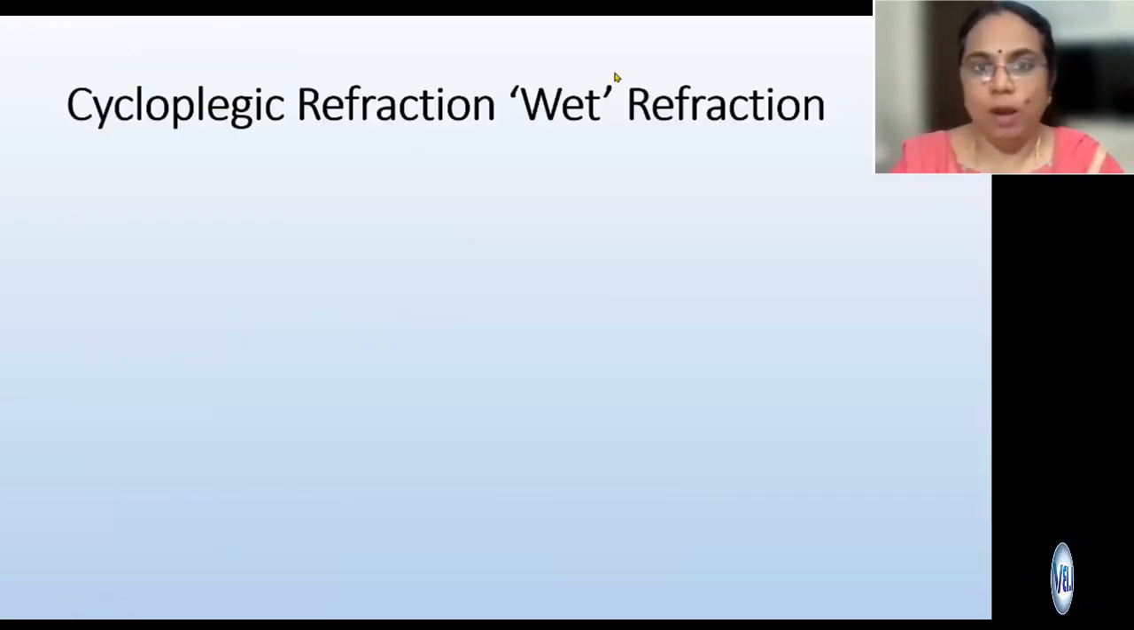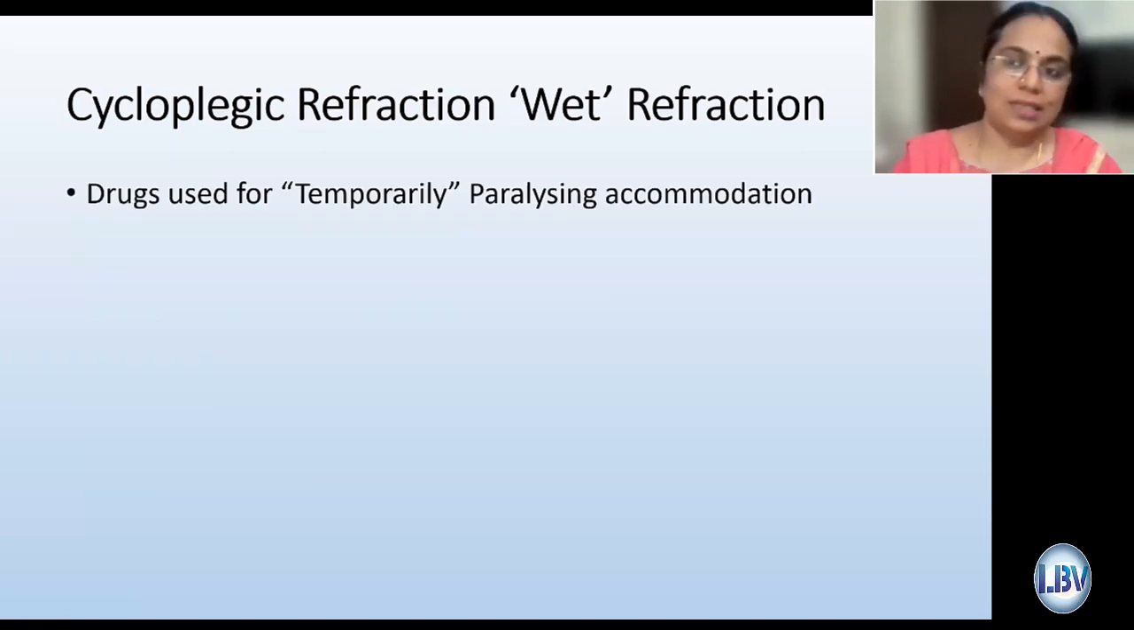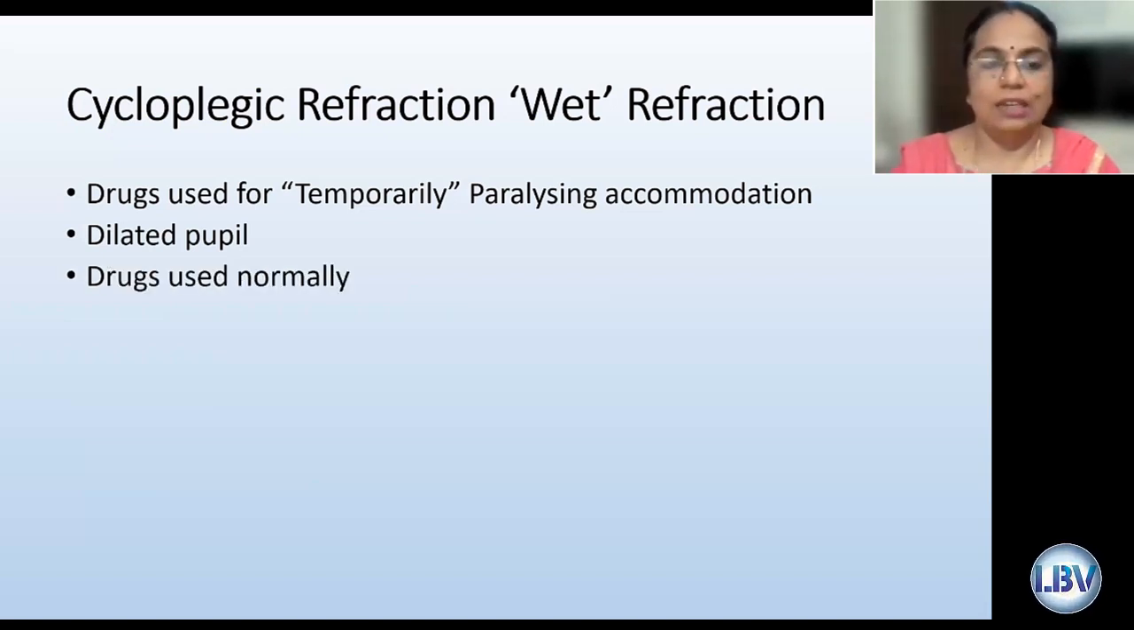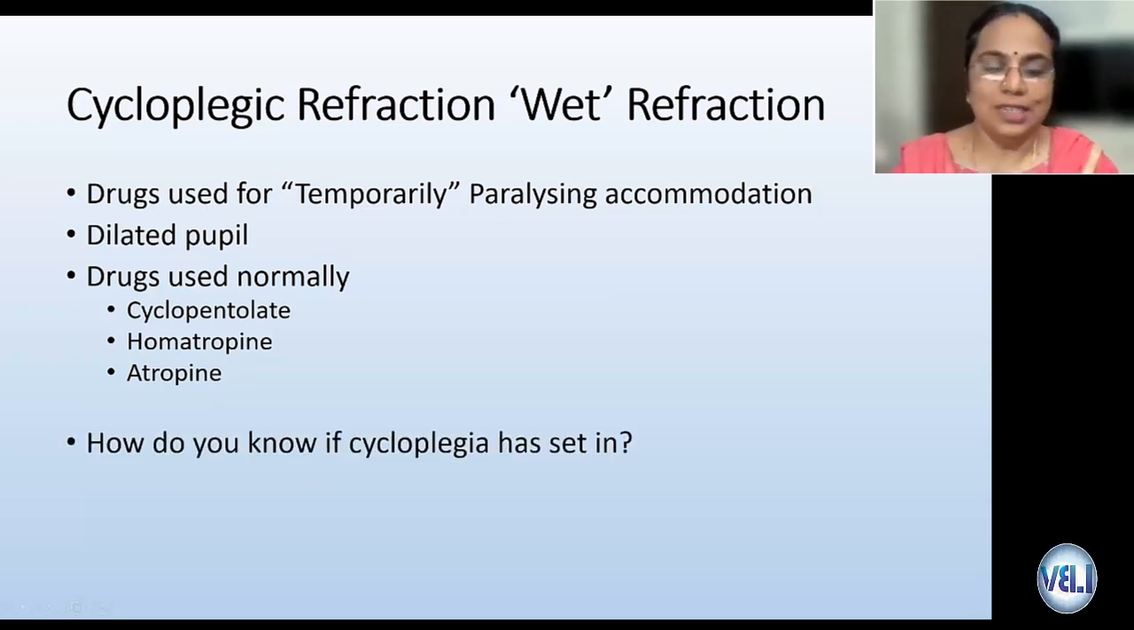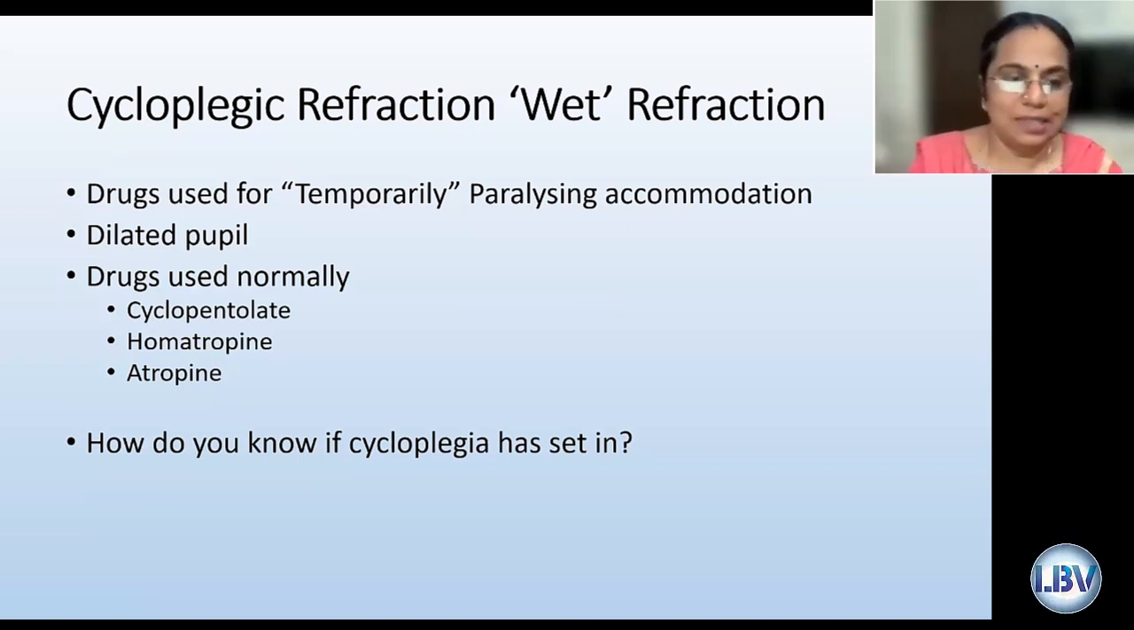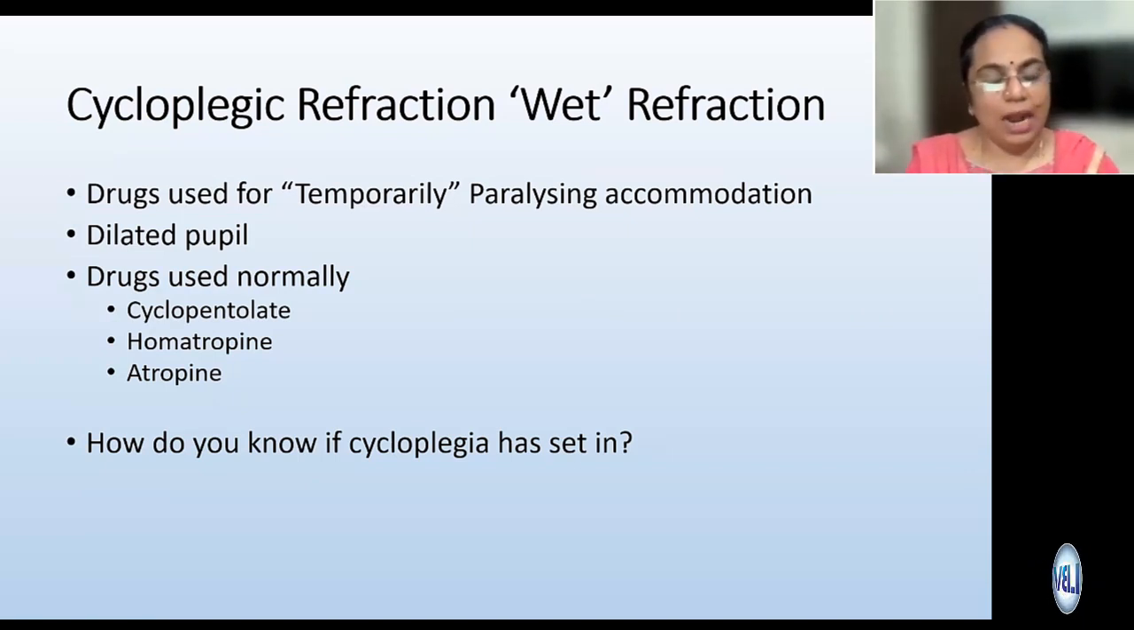So the next option is cycloplegic refraction or wet refraction, as we sometimes call it. Drugs are used to temporarily paralyze the accommodation. The pupil will be dilated, and the drugs that we normally use are cyclopentolate, homatropine, or atropine. Now, this was one of the favorite questions my professor used to ask me when I was in college. How do you know if cycloplegia has set in?